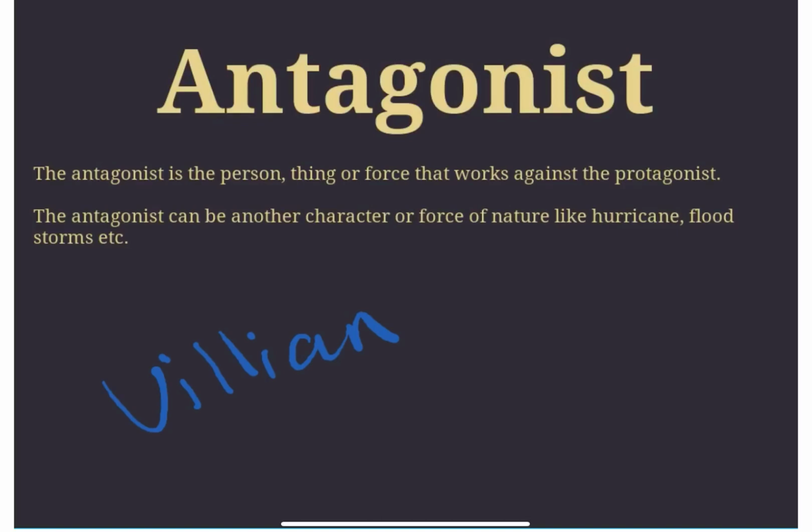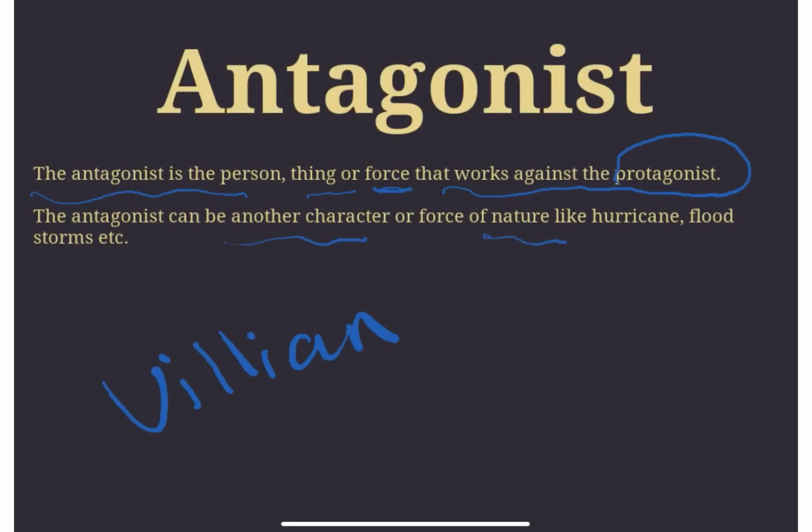So the antagonist is a person, a thing, or a force that works against the protagonist. So remember, the antagonist doesn't always have to be another character. It can also be a force of nature. So the antagonist can also be a hurricane, a flood, or a storm. Of course, stories can have multiple protagonists and multiple antagonists, and a dynamic character can even be switched between roles as the story develops. So if you're unsure if someone is an antagonist or a protagonist, remember that the antagonist antagonizes the protagonist.